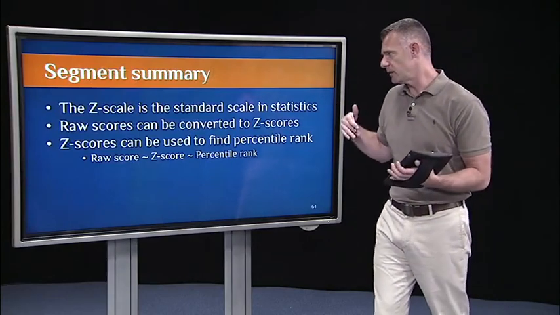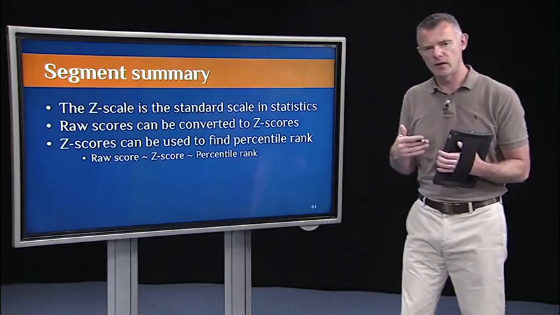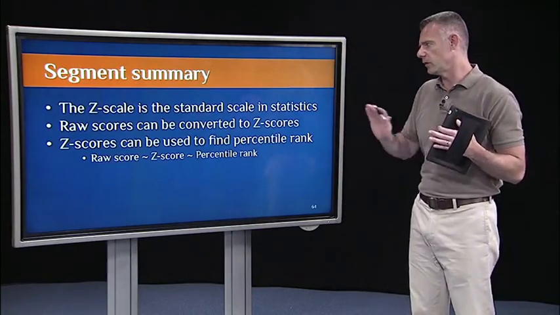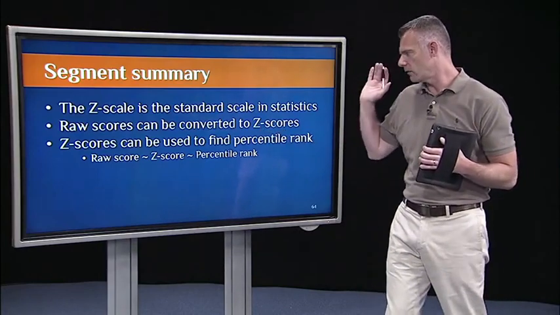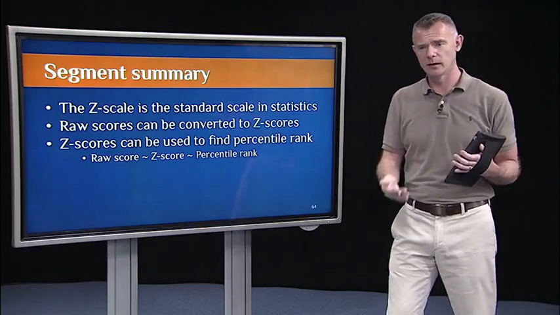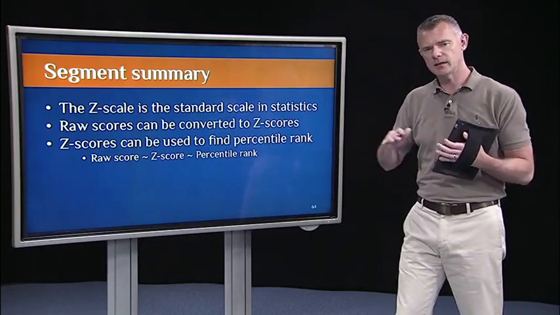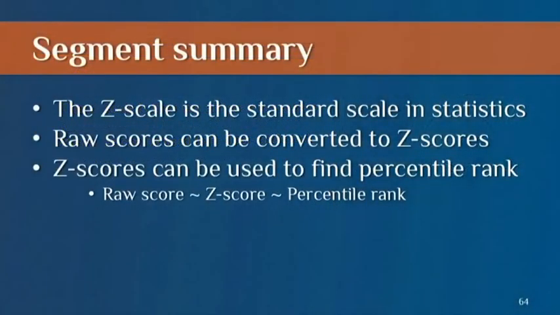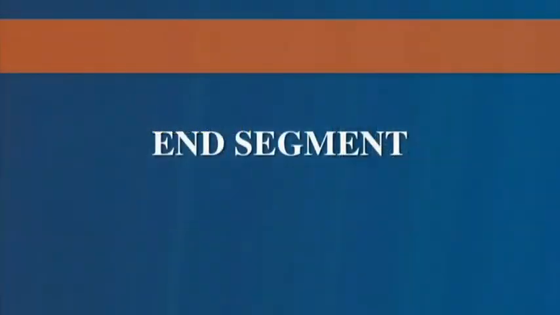So to sum up, the z-scale is the standard scale that we use in statistics. It's very efficient. It's very nice for communication. I can take any raw score, convert it to a z-score, and once I have a z-score, I can get a percentile rank. These conversions are very common in statistics, and at this point, you should be comfortable doing those types of conversions. We'll do those in lab and perhaps on the next homework. And that's the end of this segment.